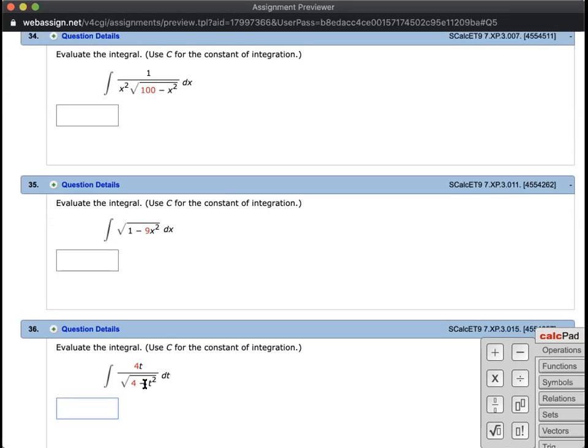If you do u equals 4 minus t squared, du is negative 2t, which is sitting right here. You have to deal with that coefficient, but it's easy to deal with. So you can use trig sub here, but it's easier not to. On 35 and 34, I think the easiest way is to use trig sub. So let's go back and do 35.